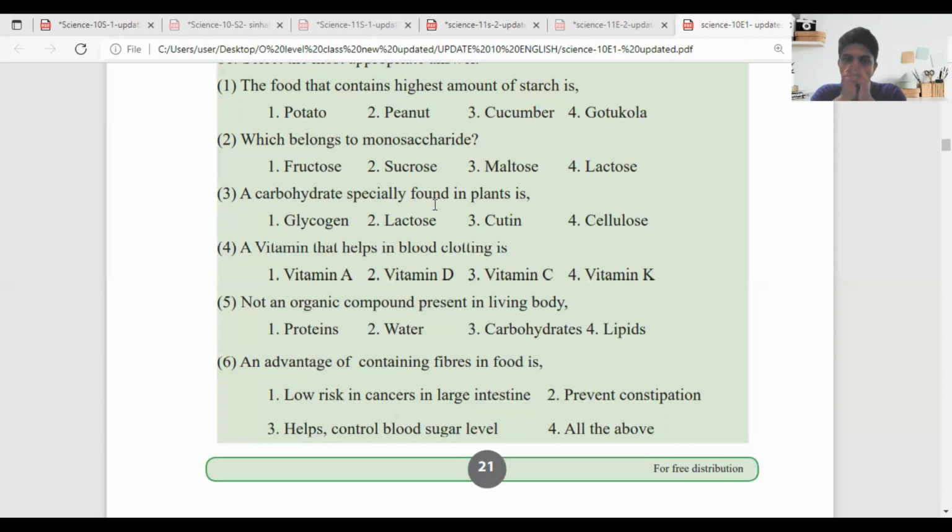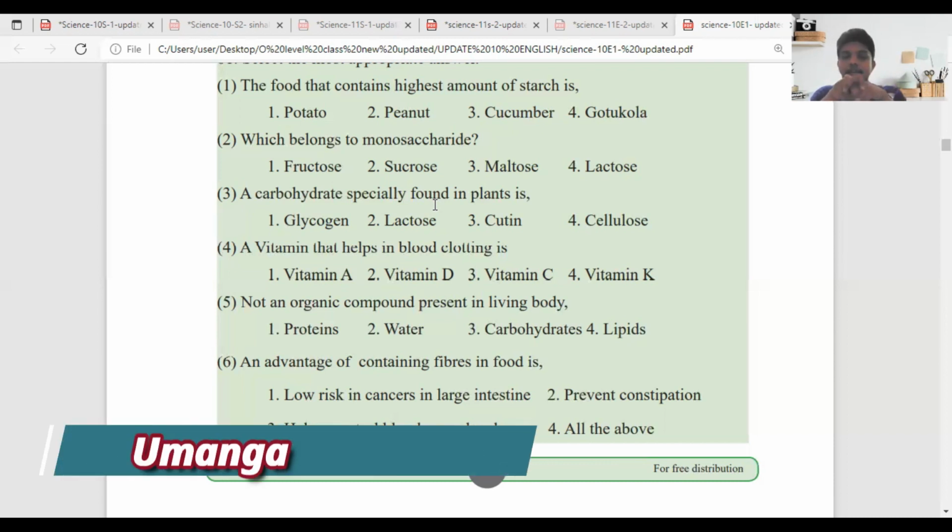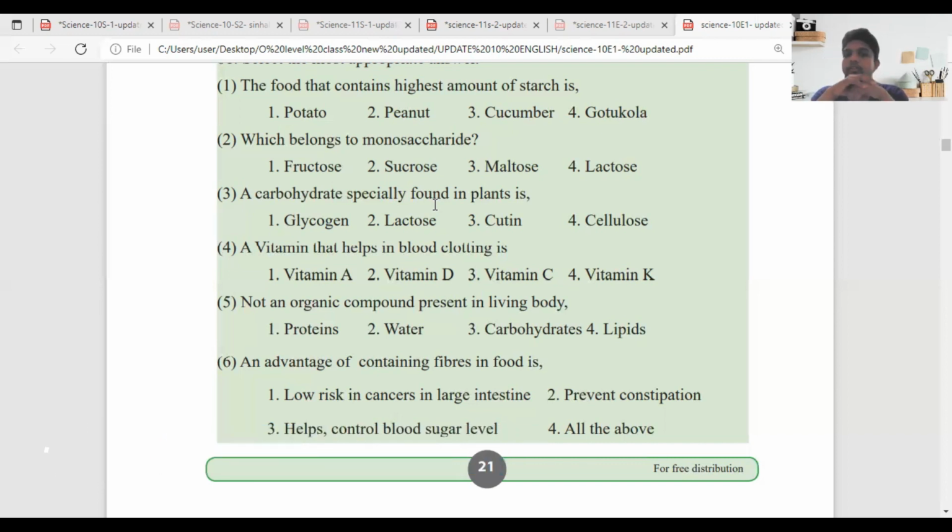Which belongs to monosaccharide? Fructose. Monosaccharide. What is your answer, Daru? Fructose. Okay, fructose. Answer number 1. It is a monosaccharide. So what about sucrose, maltose, and lactose? Sucrose, maltose, and lactose are disaccharides.